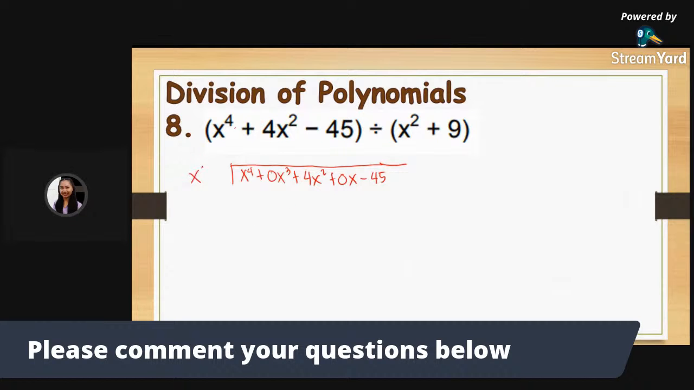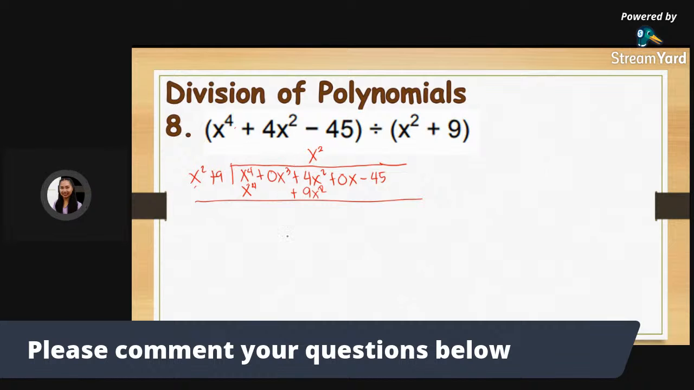This is only to fill the gap on the dividend. And all you have to do is copy your divisor, x squared plus 9. Then divide using the concept that we have used. Just divide first the first term. So x to the fourth divided by x squared, we get x squared. X squared times x squared is x to the fourth. And x squared times 9, we get 9x squared.